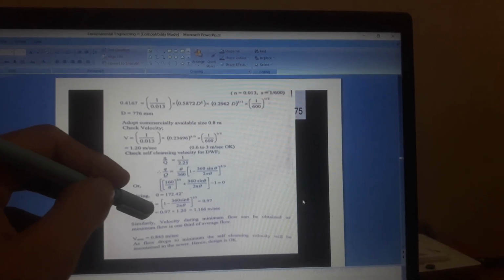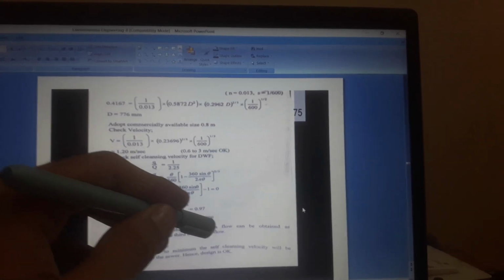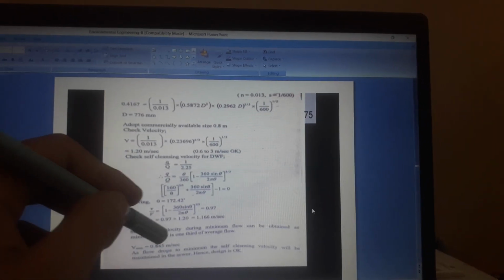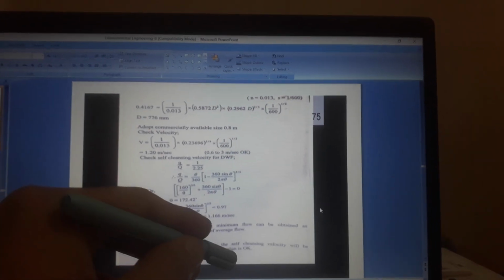Small v by capital V is equal to 1 minus 360 sin theta by 2 pi theta whole raised to 2 by 3, which is 0.97. Then small v is equal to 0.97 into 1.20 is equal to 1.166 meter per second. Similarly, velocity during minimum flow can be obtained, as minimum flow is 1/3 of average flow. Capital V minimum is equal to 0.8545 meter per second. As flow drops to minimum, this self-cleansing velocity will be maintained in the sewer, hence design is okay.